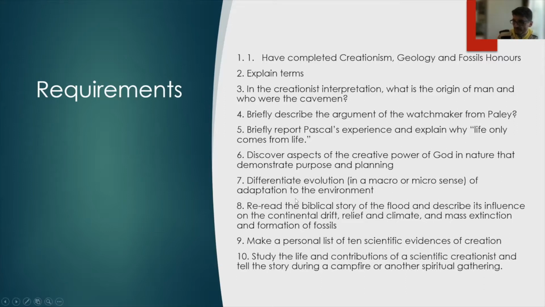We need to study the life and contributions of a scientific creationist and tell the story during a campfire or another spiritual gathering. I really like this one because many of the atheists don't have a clue that Isaac Newton, for example, was one of the greatest Christians we had. And then we have an activity.